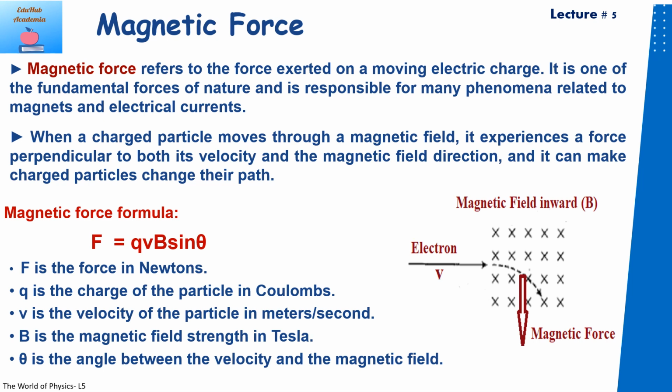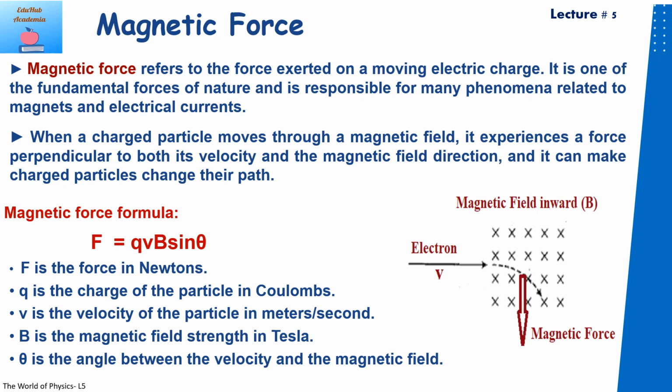If we look at this picture, the letter X represents the magnetic field which is pointing inward into the page, away from the reader. The electron coming from the left-hand side is traveling with a velocity v to enter this field. Once it enters this field, remember this field is an imaginary field, it will be exposed to a magnetic force that will deflect it or change its direction, as you can see by this red arrow.